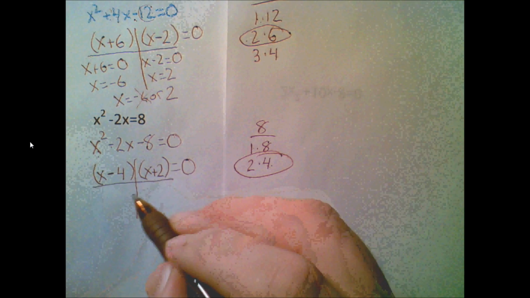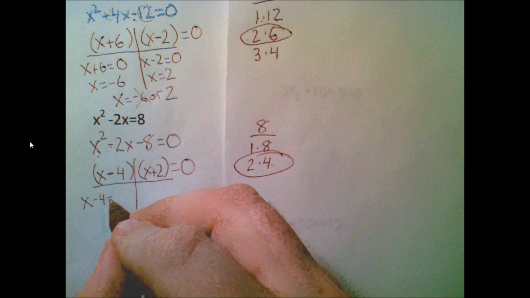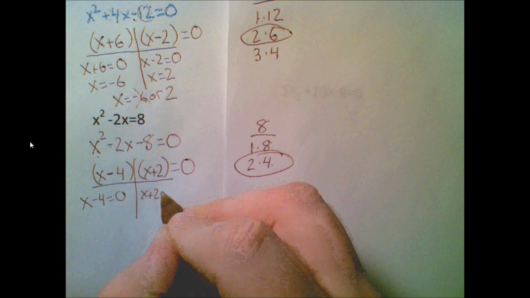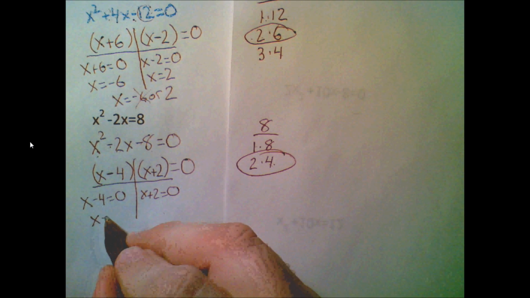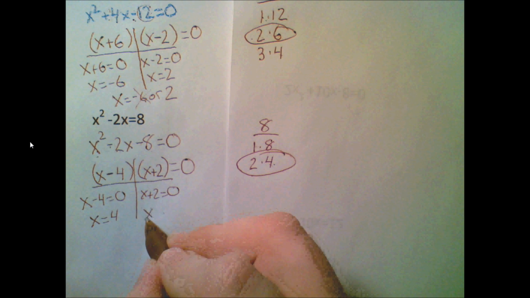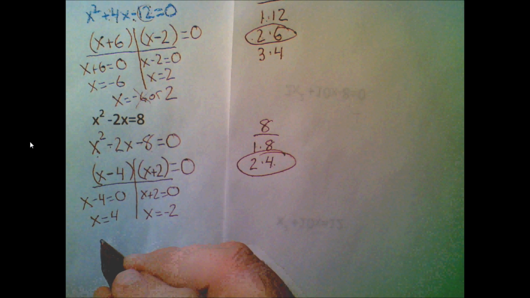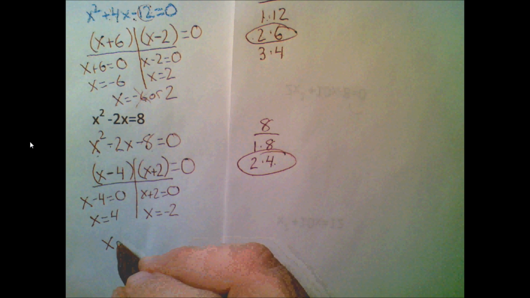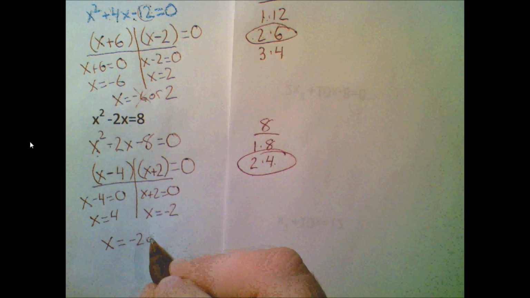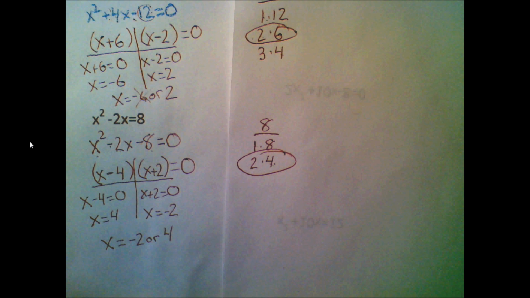We get x minus 4 equals 0, x plus 2 equals 0, so x is equal to 4, or x is equal to negative 2. And in geometry, if we're talking about length, then we can eliminate the negative 2. Okay? Hopefully that's a good review for you.